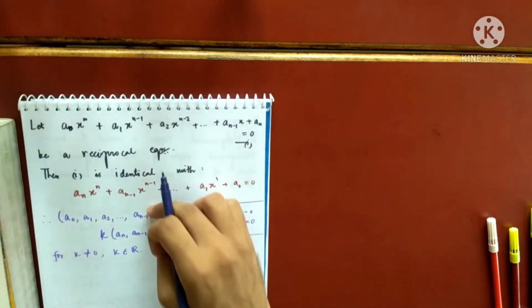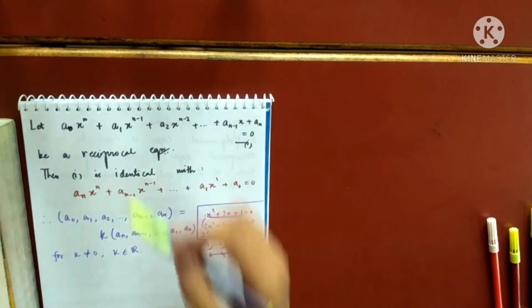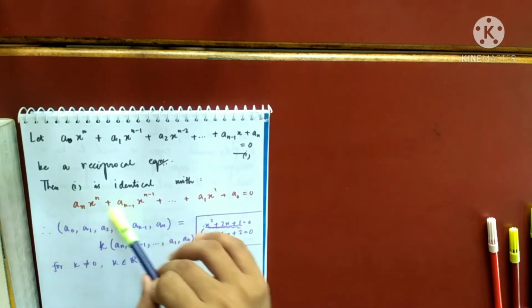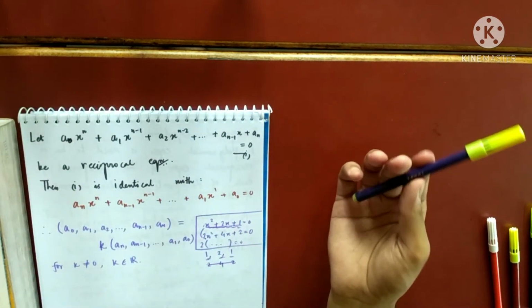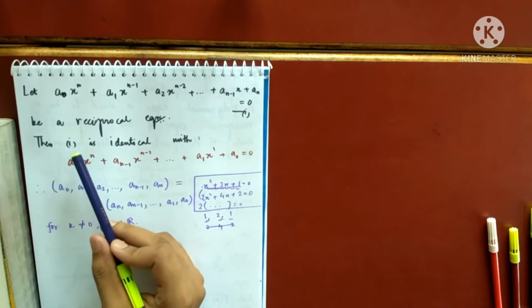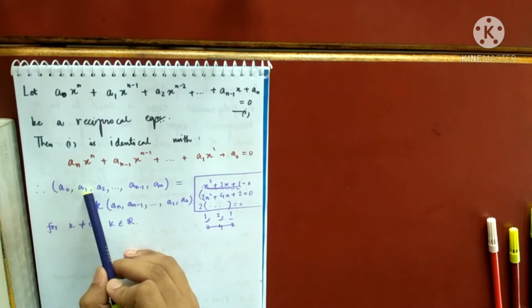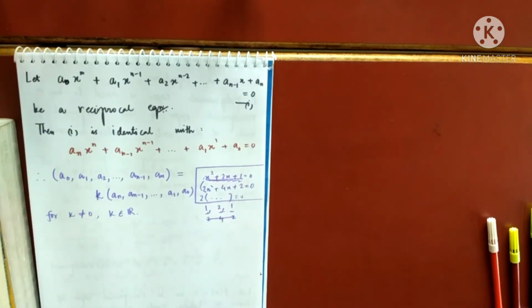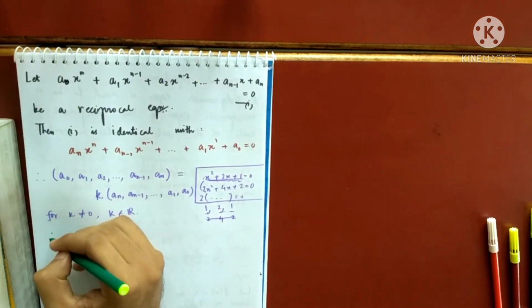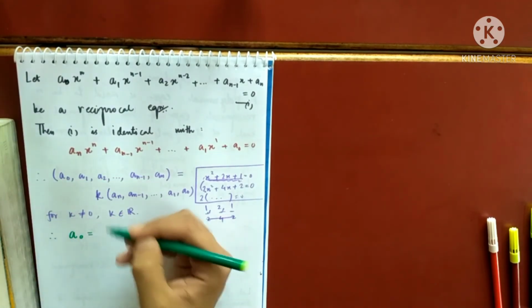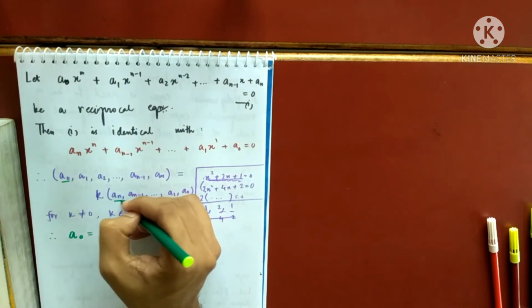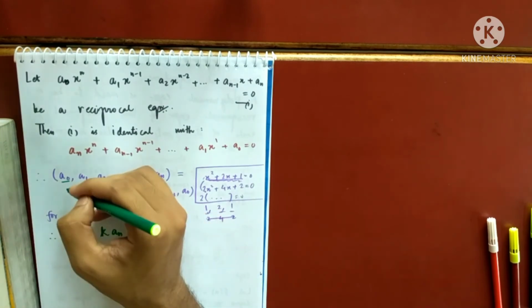Because these two equations are identical, their coefficients will be a scalar multiple of these coefficients, or vice versa. It is the same as saying this. That means a0 will be the same as k an, a1 will be the same as k an minus 1, and so on. So I have written it in a very compact manner. Now let's see what happens. Therefore a0 must be the same as k an. Look at this and this, and let's take the last one.